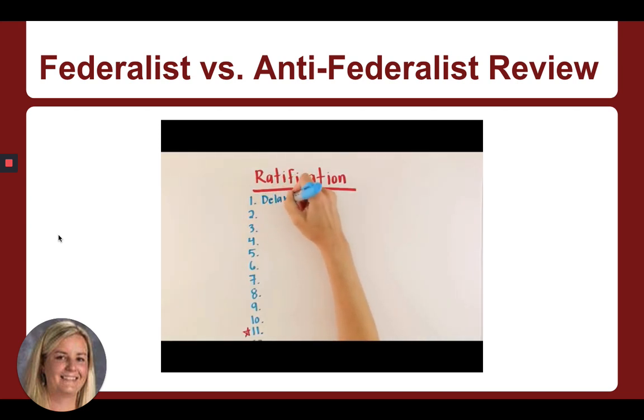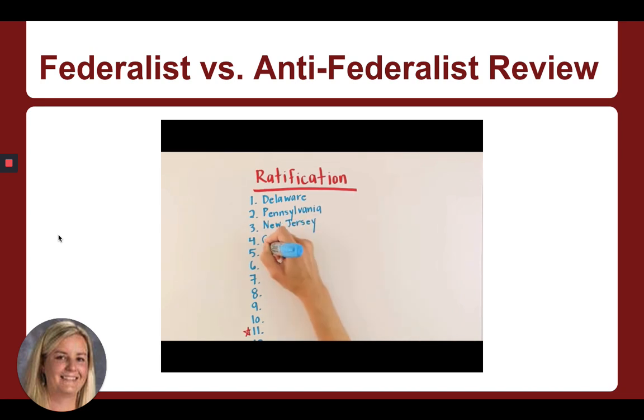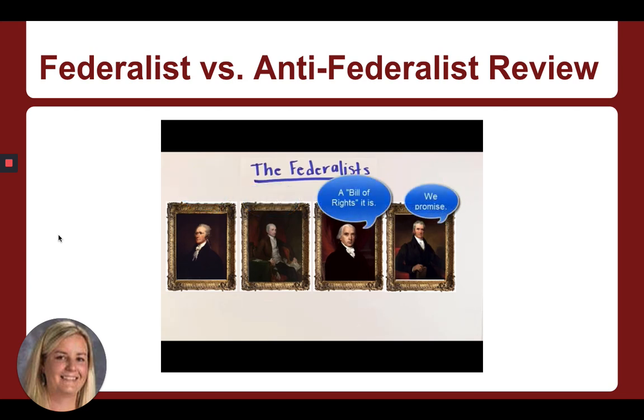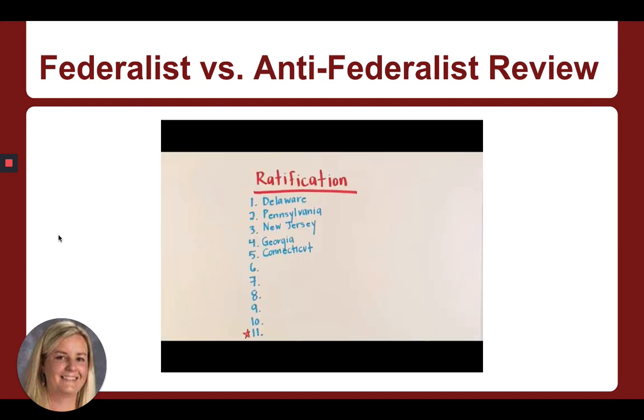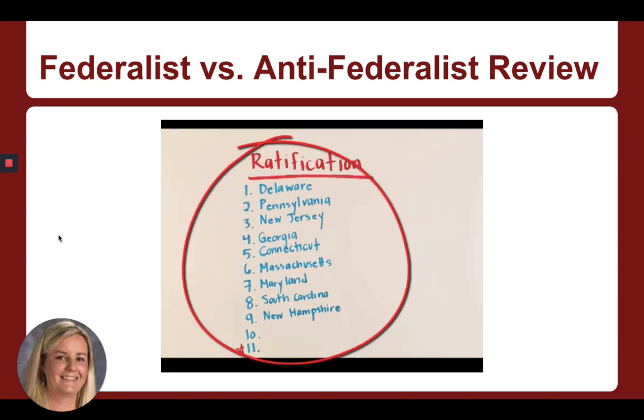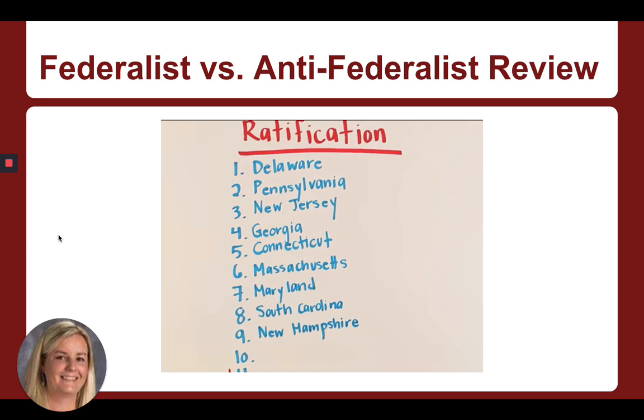At this time, only Delaware, Pennsylvania, New Jersey, Georgia, and Connecticut had voted in favor, giving the Constitution only 5 of the 9 states needed to ratify. The Federalists realized that to get the other states to ratify, they were going to have to add a Bill of Rights. After promising the addition of a Bill of Rights, Massachusetts, Maryland, South Carolina, and New Hampshire cast their votes. With 9 out of 13 states on board, the Constitution wasn't ratified for the entire country, but did go into effect in those 9 states.